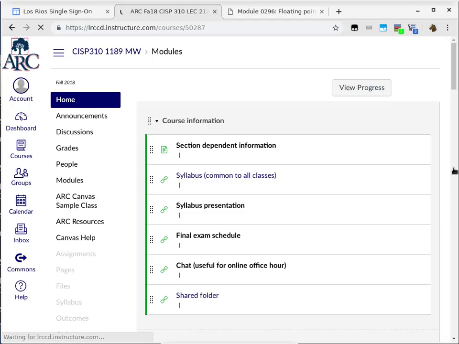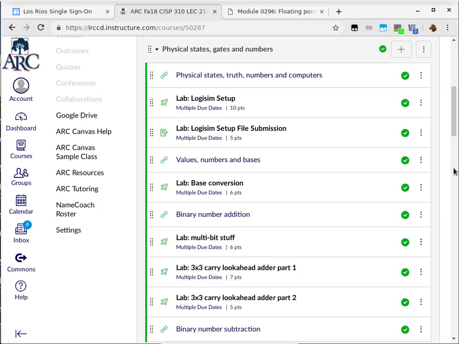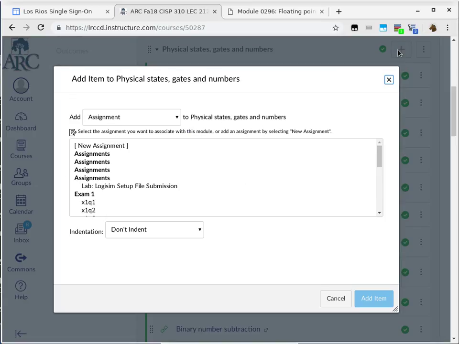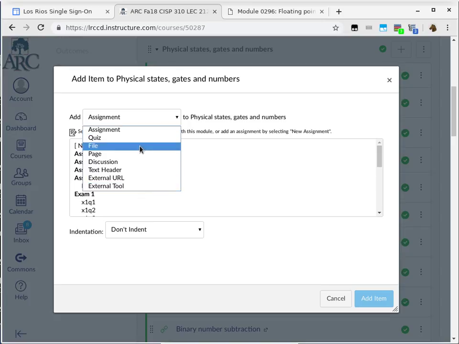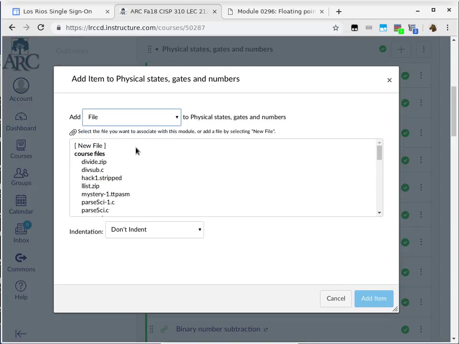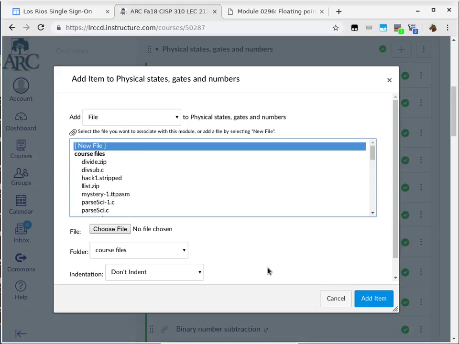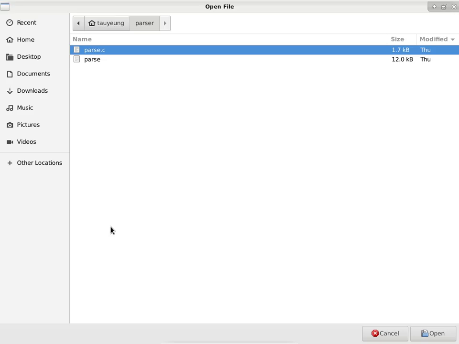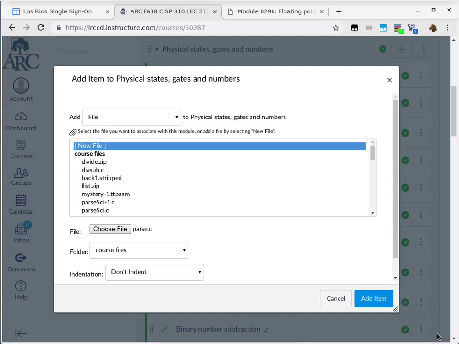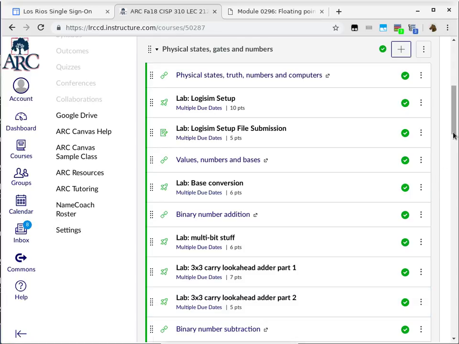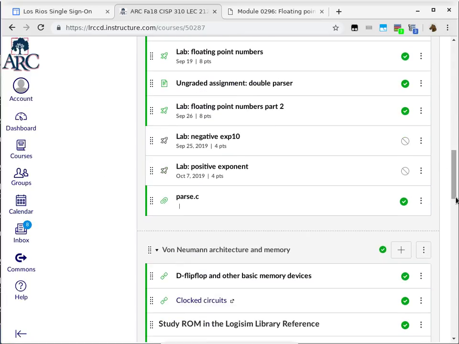What I'm going to do is include the source code into this module, the physical state, gates, and numbers module. So I'm just adding a file. Here's a new file. Choose. I'm already on the right file. Add item. Okay, so you should be able to find it at the very bottom of the module. It's already in Canvas at this point.